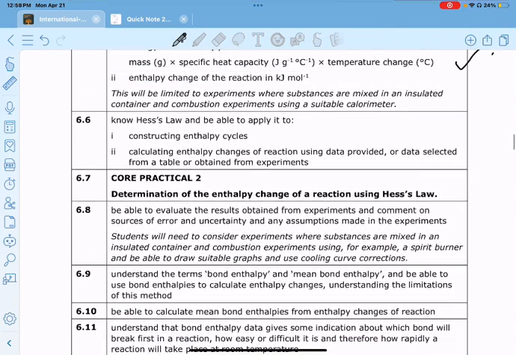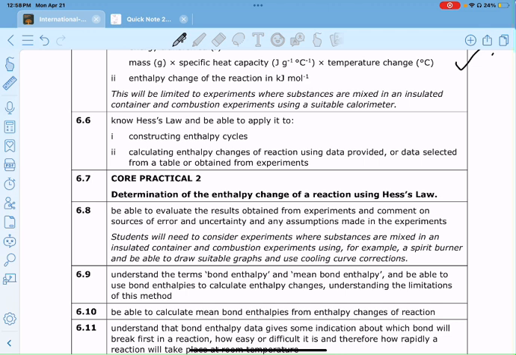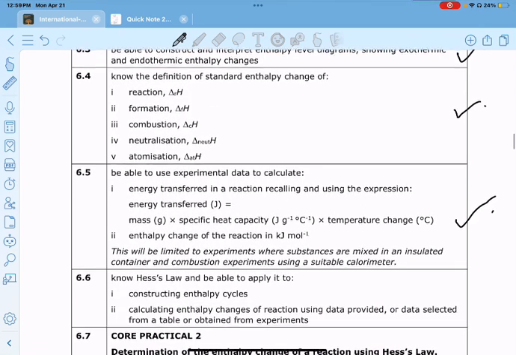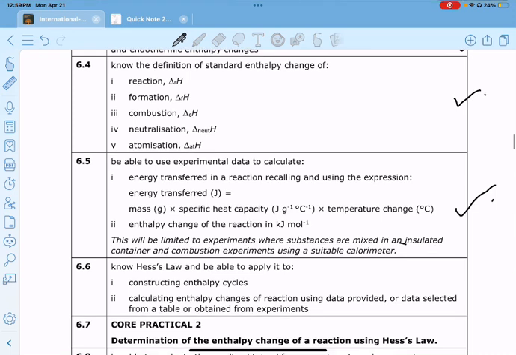Know Hess's law, be able to apply it to constructing enthalpy cycles. Okay, so what is Hess's law? Wait, did I miss something? Yes, okay. Calorimeter, I missed this.